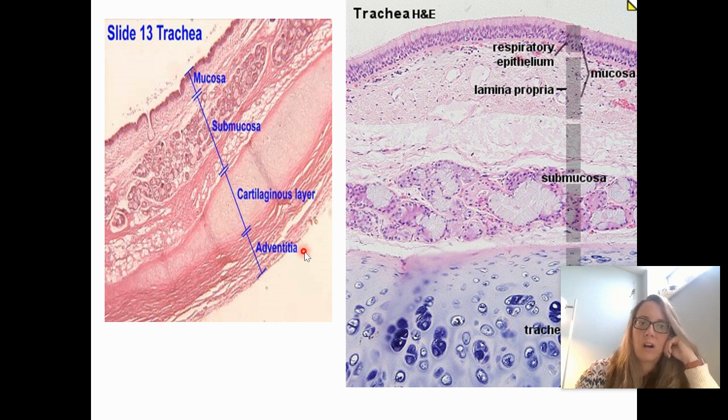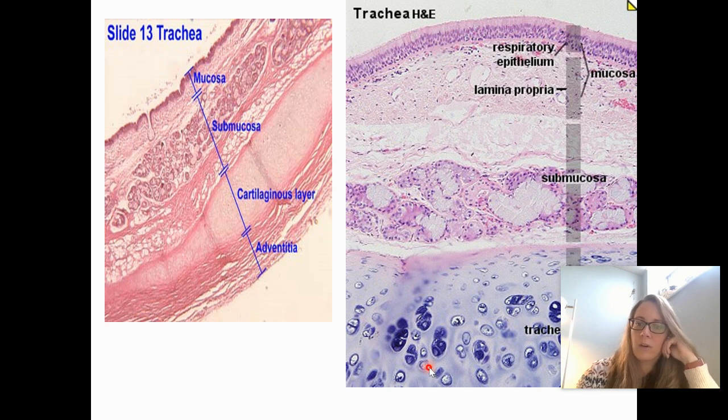Okay, so this is a cross section of the trachea. So this would be the lumen or the inside here. So this would be the mucosa of ciliated pseudostratified columnar epithelial cells. Submucosa, right? That is the connective tissue underneath the epithelium. We're then seeing the cartilaginous layer. So that would be the cartilage. It's called C-shaped cartilage. And then we've got the adventitia, which is the outside, which is connective tissue.